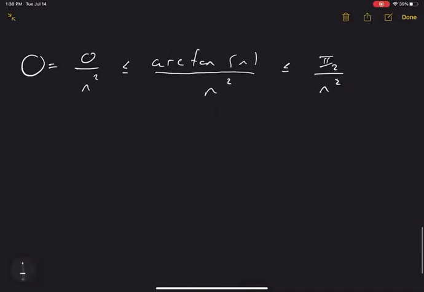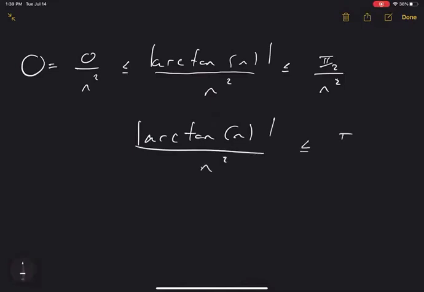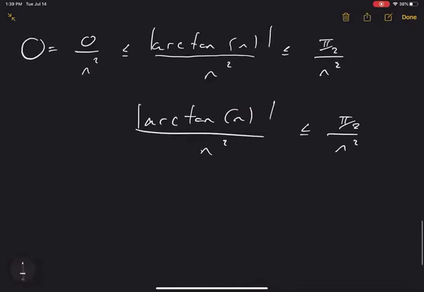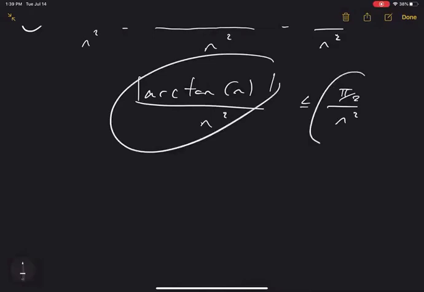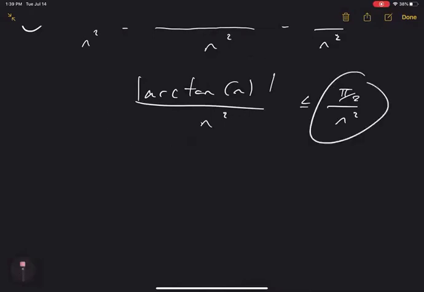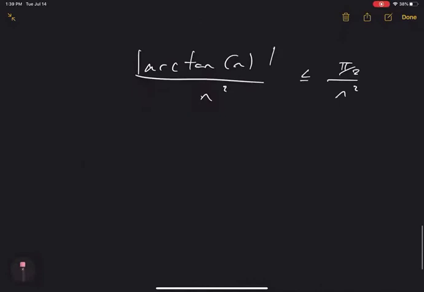So really, what we can say is the absolute value of arctan of n is less than or equal to pi over 2 over n squared, okay? And this is greater than or equal to 0, and this is greater than or equal to 0. So that's all my conditions for a comparison test, right?